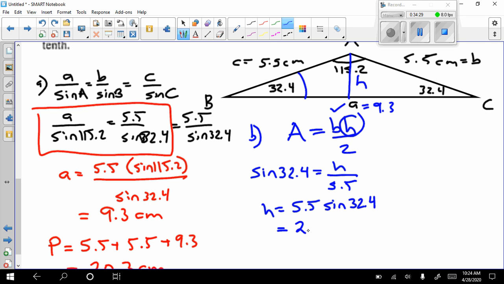And so the height of the triangle is going to be 5.5 times sine of 32.4. And when you do that, you get 2.9. And so then the area is equal to 9.3 times 2.9 divided by 2, and you get 13.5 centimeters squared. So there's the practice test.